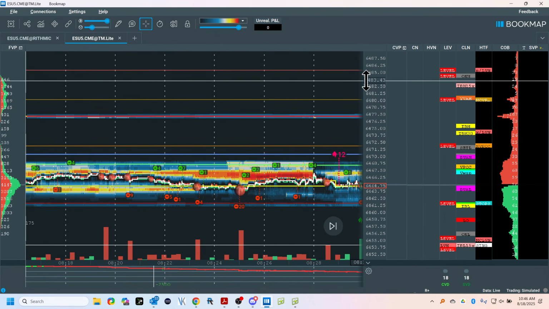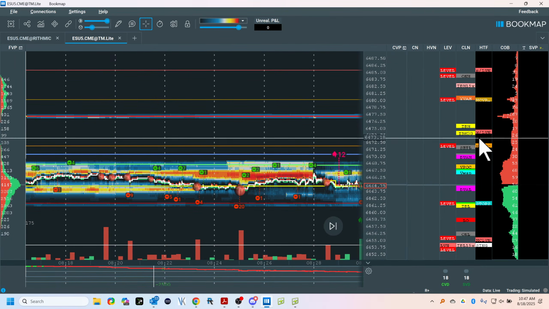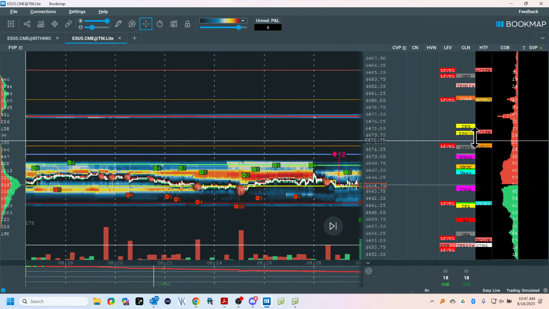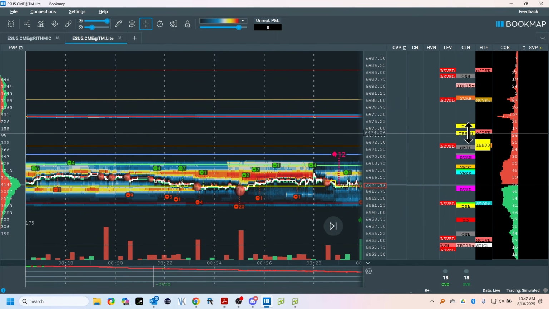So the 85 is a low volume node. And then in the ETH, we have the 74, 75, and we have this. Notice where the current high of the day is. This is before it all starts. Are you guys with me so far?